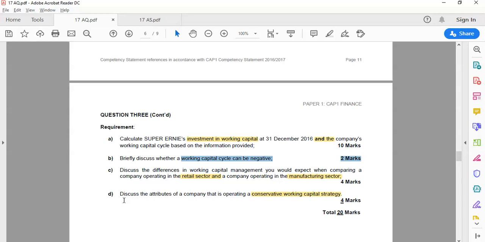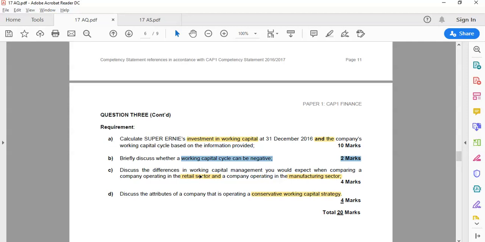All right. The next one then, we'd have talked about in detail in terms of the introductory to working capital. What's the difference between a retail sector and a manufacturing sector? Right. Well, think about it from an inventory perspective. Retail sector usually only has one type of inventory, finished goods. A manufacturing sector would have raw materials, work in progress, and finished goods. So that's a key difference straight away.